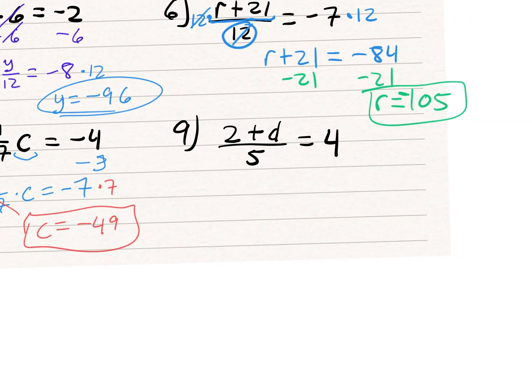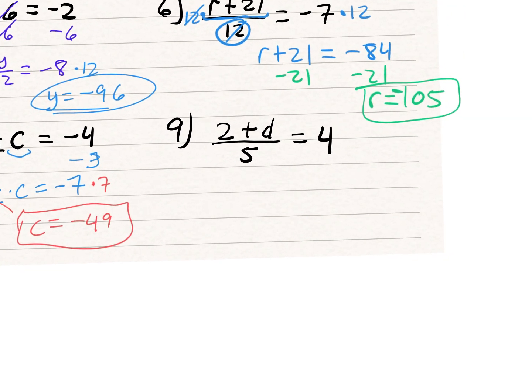All right, last one on this page. This time the 5 is dividing the entire expression. So let's get rid of that 5 first. Let's multiply by 5 on both sides. This 5 is dividing, so get rid of dividing by multiplying. So we get 2 plus d equals 4 times 5 is 20. And then we want to get rid of that 2 in front of that d, so let's subtract 2 on both sides. And then 2 minus 2 goes away. We get d equals 20 minus 2 is 18.